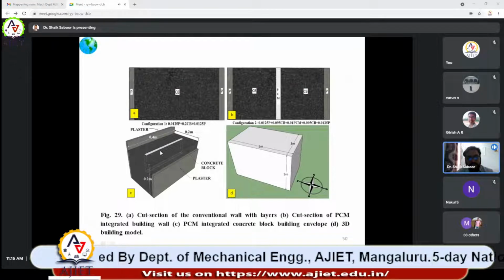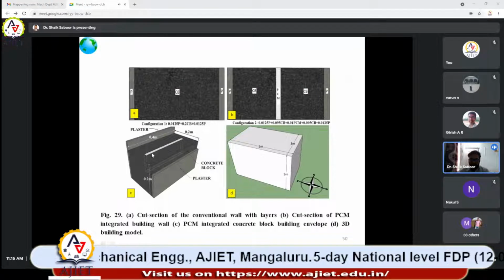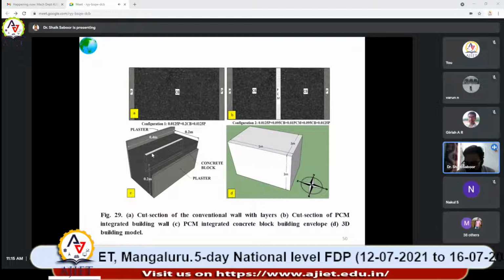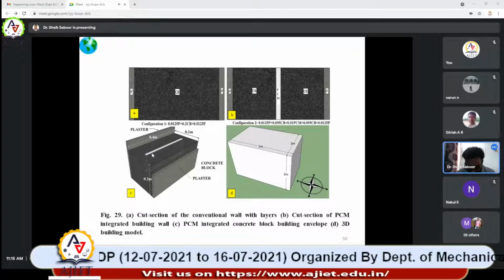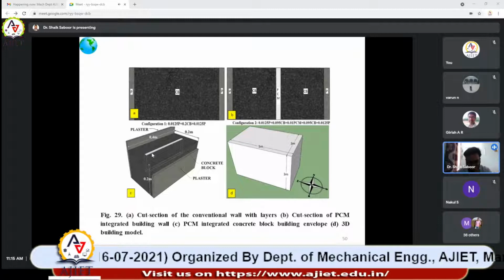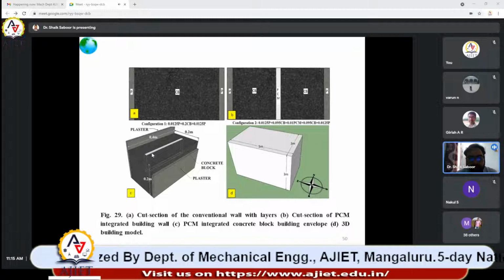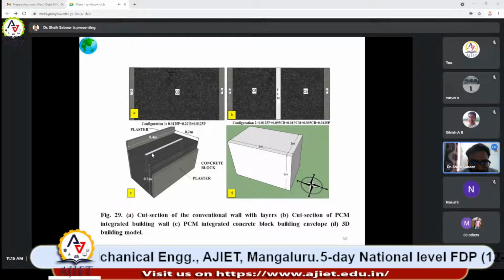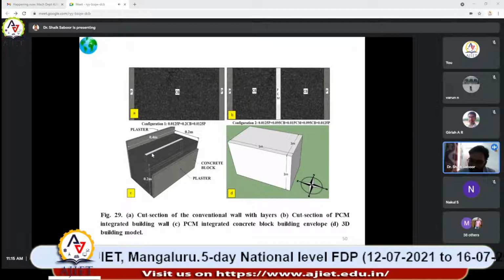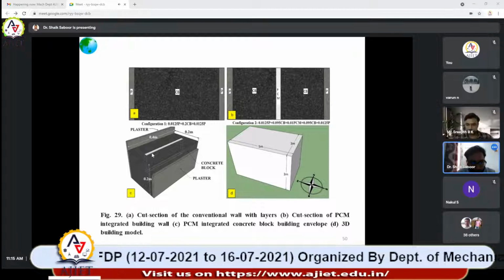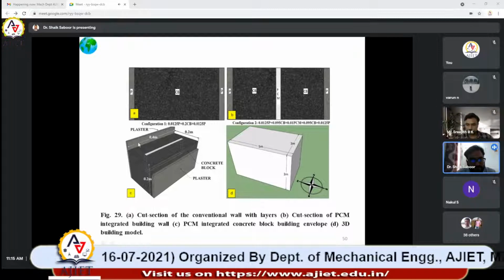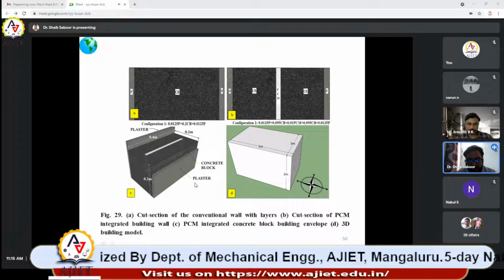You cannot directly keep the PCM because it is changing phase from solid to liquid or liquid to solid, so you have to use containers, either plastic containers or aluminum containers, as enclosing materials. Otherwise, when it changes its phase, the PCM will simply go off. These are the dimensions we considered for this study.